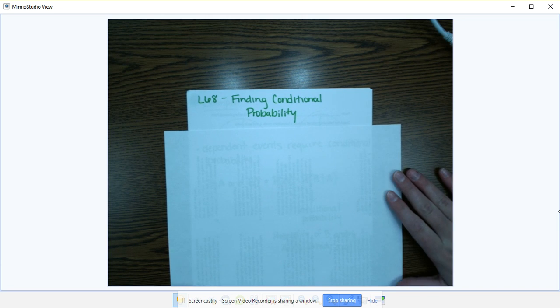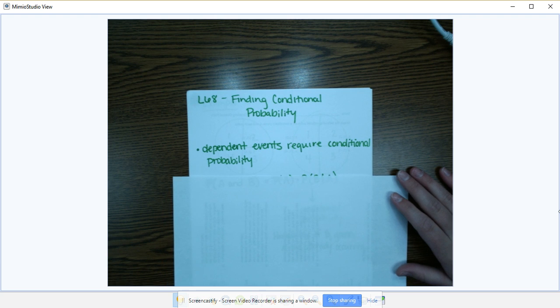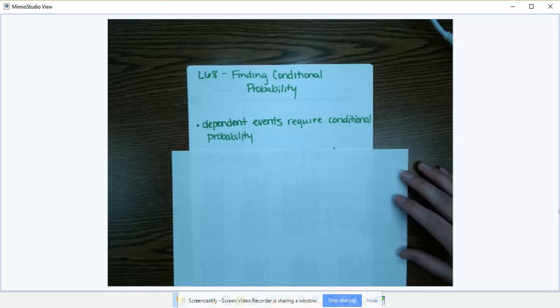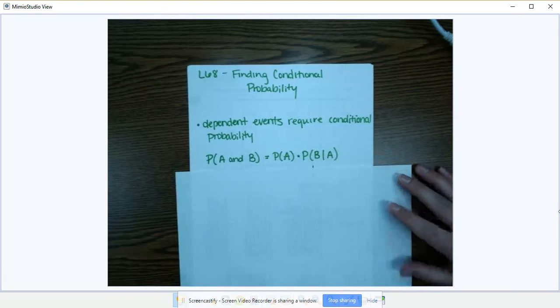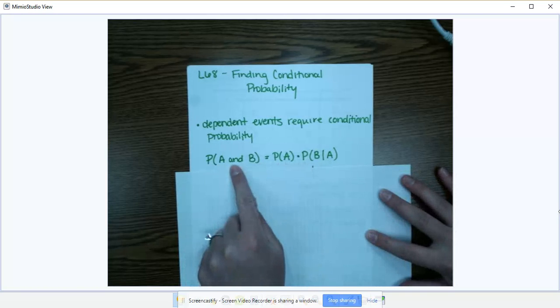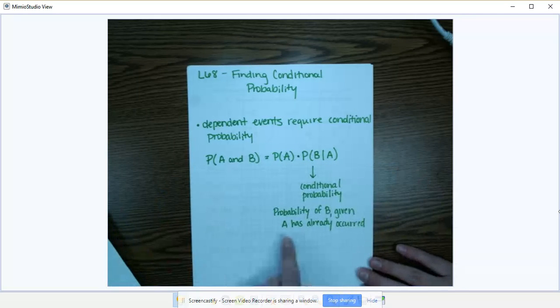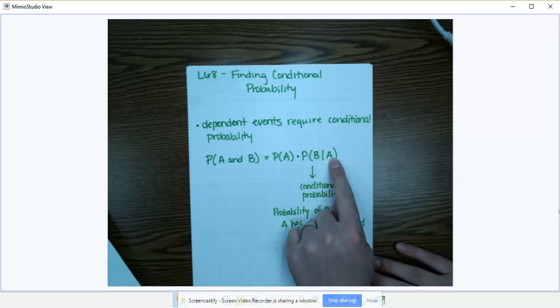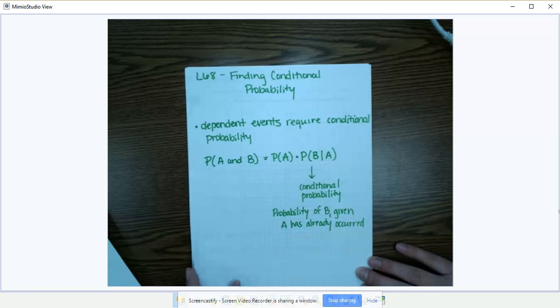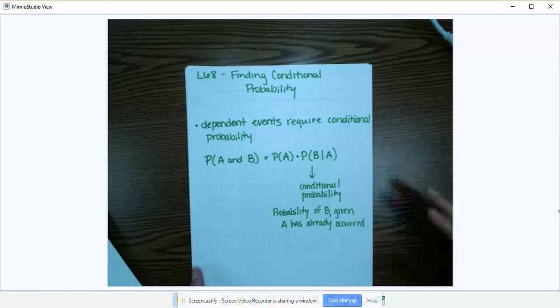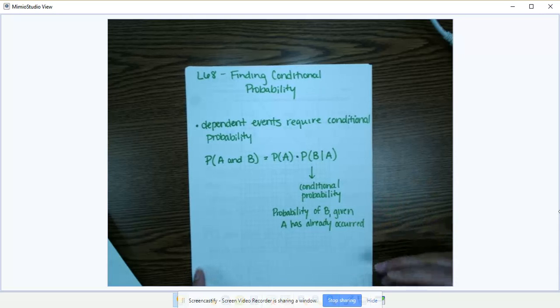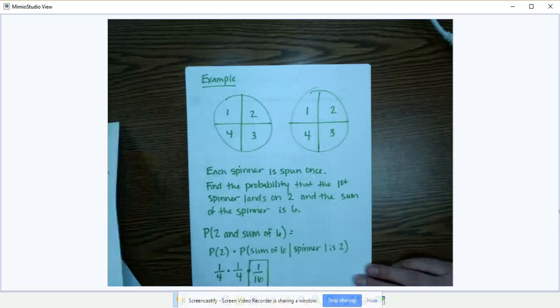Today we're going to remind ourselves what conditional probability is. When we found the probability of dependent events, we had conditional probability. Our dependent events looked like this. Probability of A and B is the probability of A times the probability of B, given that A has already happened. So this part right here in the back half of our equation is a conditional probability. It just means that something has occurred. We're taking something else into account when we find our probability. So we're going to do an example.